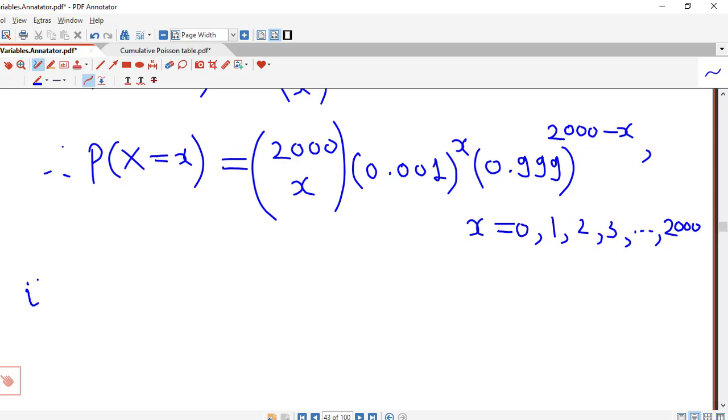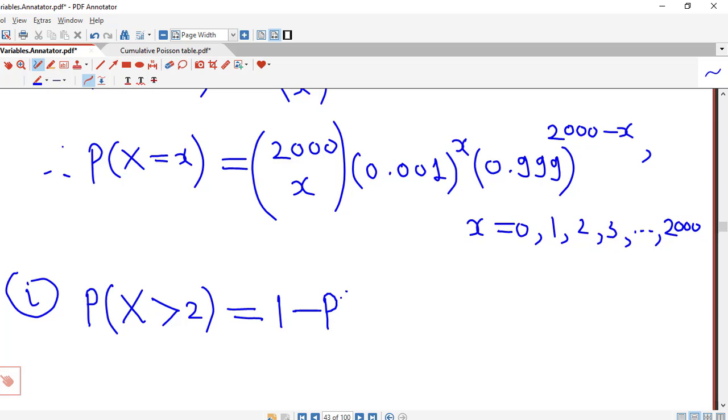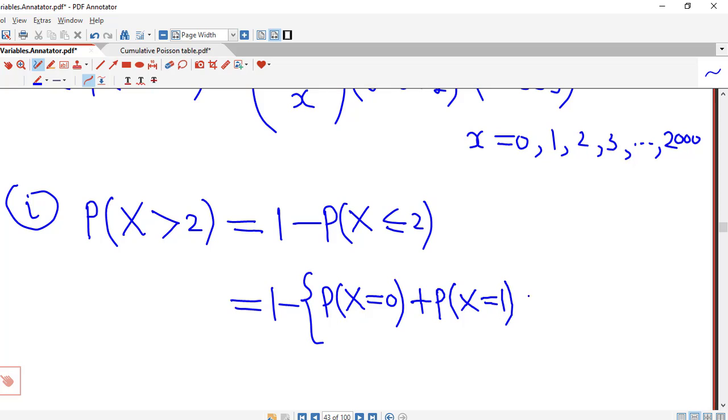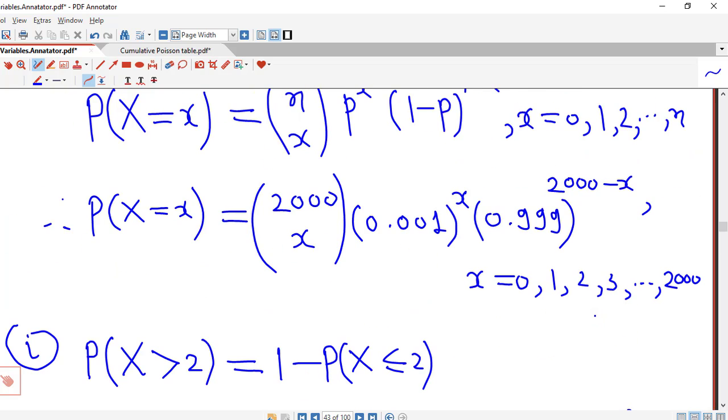Now in part 1 we are asked to find the probability that more than 2 individuals will suffer a bad reaction, that is probability that capital X is greater than 2, that we can rewrite as 1 minus probability that X is less than or equal to 2. So we have to find the sum of these probabilities, capital X equal to 0 plus capital X equal to 1 plus capital X equal to 2. So we will find the value of the right hand side for X equal to 0, 1 and 2.